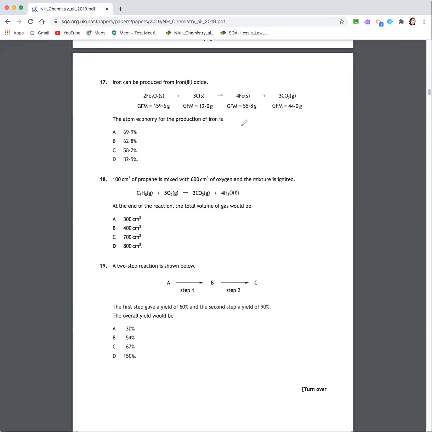So if we work this out, the desired product is iron, so that's this. So you can ignore the carbon dioxide because that's not a desired product, but you always need the mass of the reactants. So we've got 4 times the mass because there's 4 moles of iron, 4 times gram per mole mass of iron, so 55.8 divided by 2 times 159.6 plus 3 times 12. And then that will be multiplied by 100. So if you put that into your calculator, let's wrap it here.